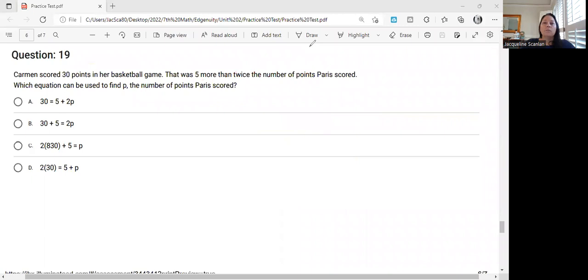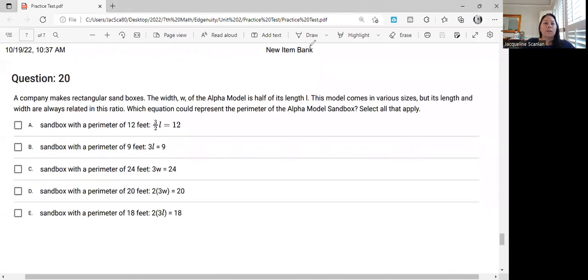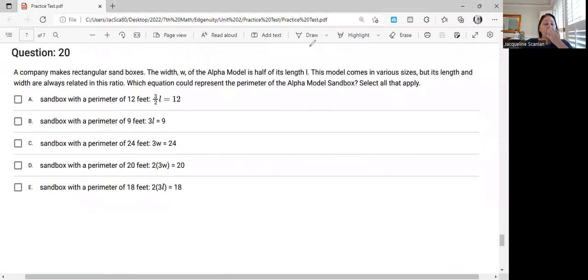All right, kiddos, we are on our last question on this practice test. And of course, it's going to be a good one. This one's similar to the other rectangular problem we did. Let's see if you can make some connections.